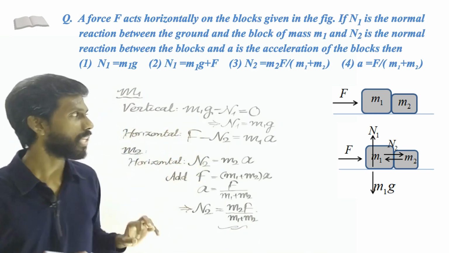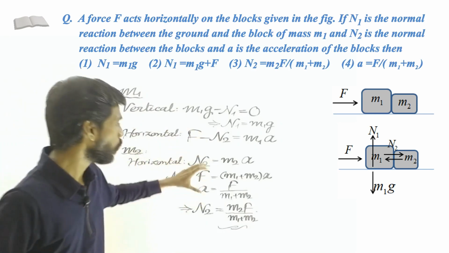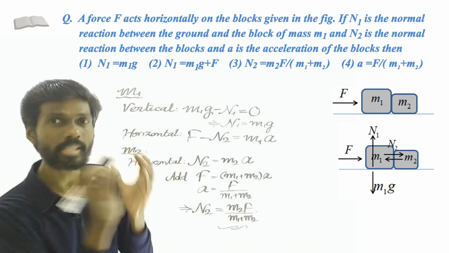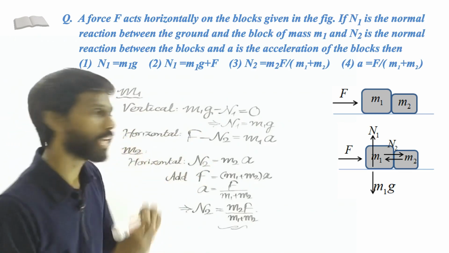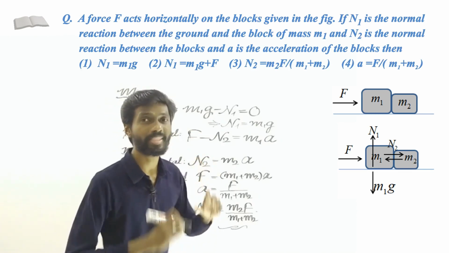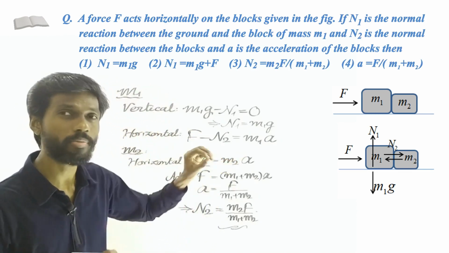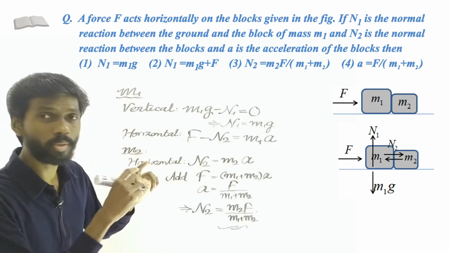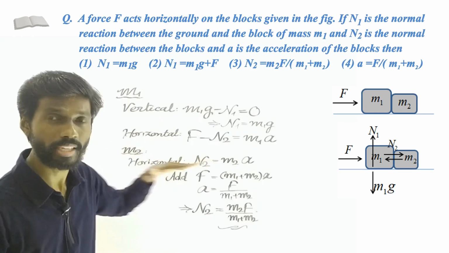See, these two blocks always move together. They are never separated. So we can consider these two blocks to be one system only. You put these two objects together and consider that as one system. So what is the total force acting on this system in the horizontal direction? Only force F is acting on this system, because N2 is the internal force, right? The whole system has only external force F in the horizontal direction.